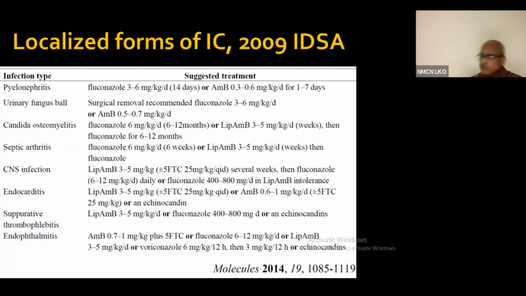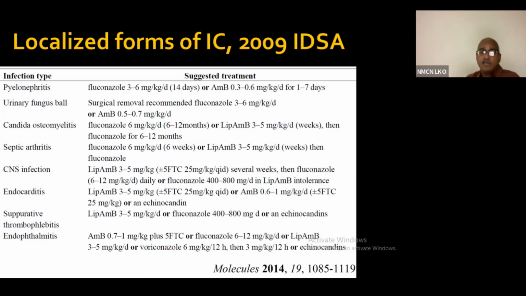I did not have the time to get the 2016. But I believe it is not much changed, because only isovuconazole has jumped into this market, none of these other drugs. So for pyelonephritis, it is either fluconazole or plain amphotericin B. Never give liposomal amphotericin B for fungal pyelonephritis. Okay, it does not concentrate.